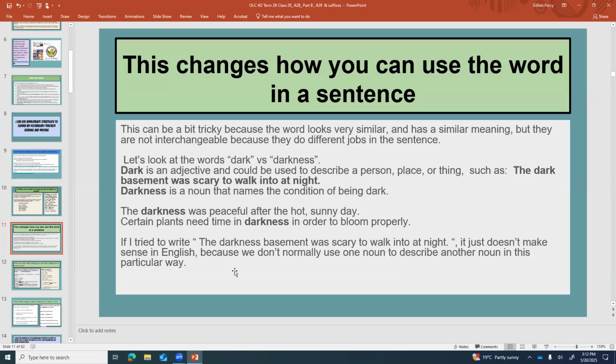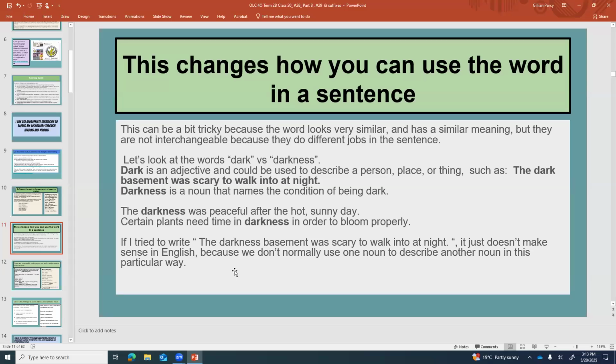When we add that suffix, it changes how you use the word in a sentence. And this is the part that can be a bit tricky because the word still looks very similar to the original version and it has a similar meaning, but they're not 100% interchangeable in a sentence because they do different jobs now. So the word dark versus darkness. Dark is an adjective, and it can be used to describe a person, place, or thing, such as the dark basement was scary to walk into at night.